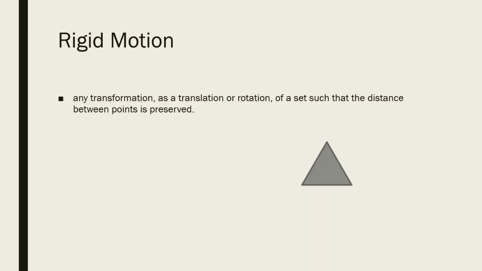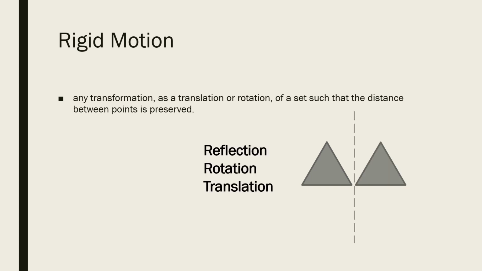Let's get started. A rigid motion is something that stays congruent. So it stays the same shape and the same size after it's been transformed. That means the distance between the points is preserved. If my arm was 4 feet to start with, my arm is still 4 feet after I've translated, or reflected, or rotated. Those are the three rigid motions, the ones that stay the same size.